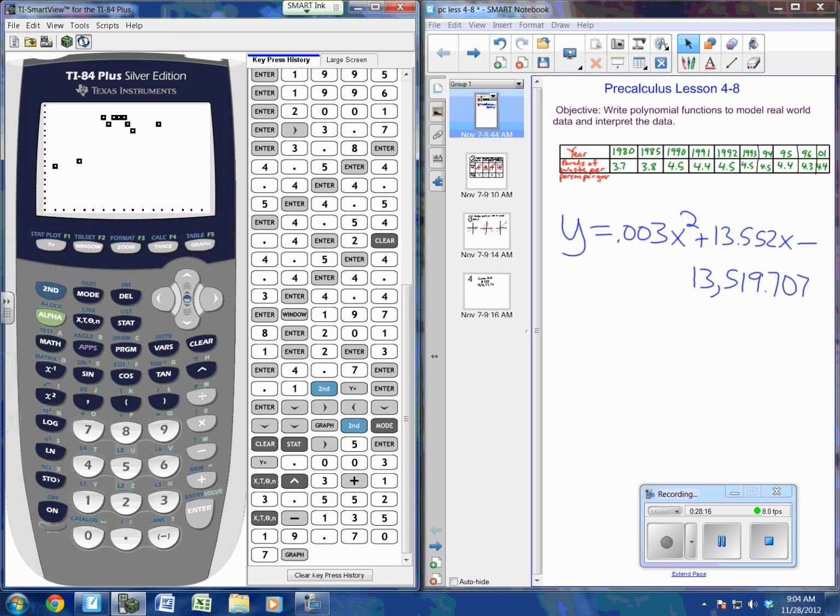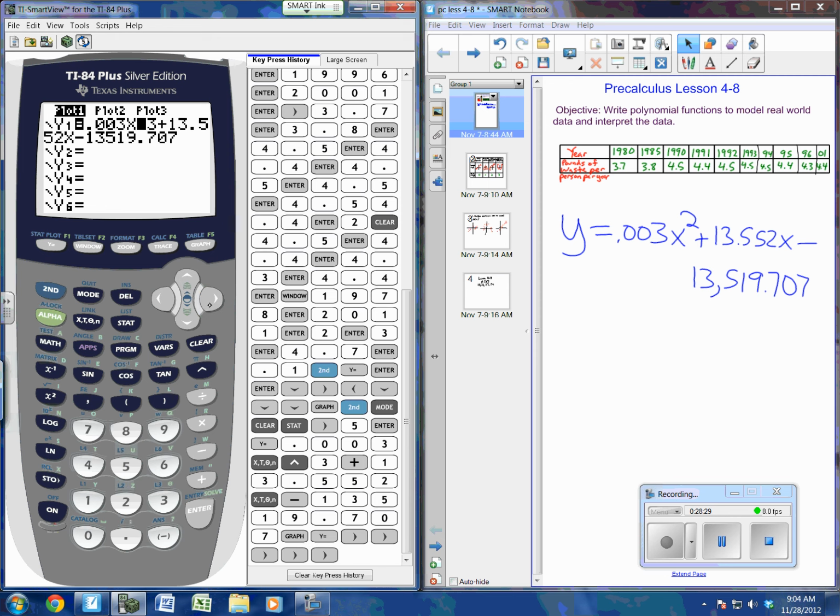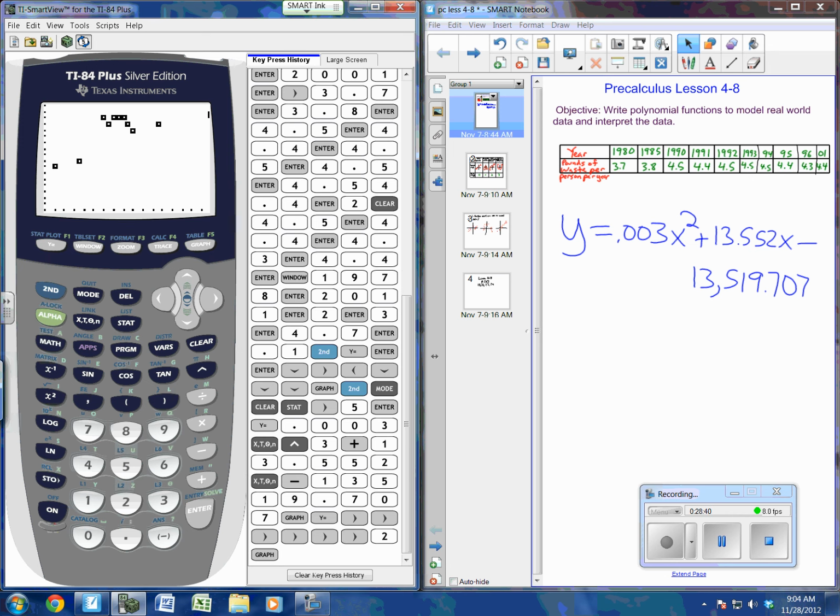Whoa, my graph did not show up there. Did something wrong? Let me look at my graph, see if I put it in right. 0.003x. Oh, I put cubed. You guys probably noticed that right when I did it. Squared plus 13.5x. Okay, should show up now. Unless I did something else wrong. Okay, I did something else wrong.